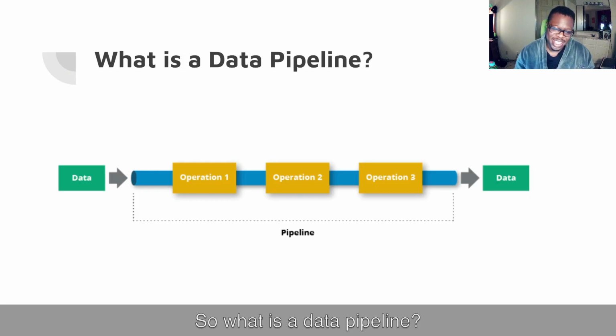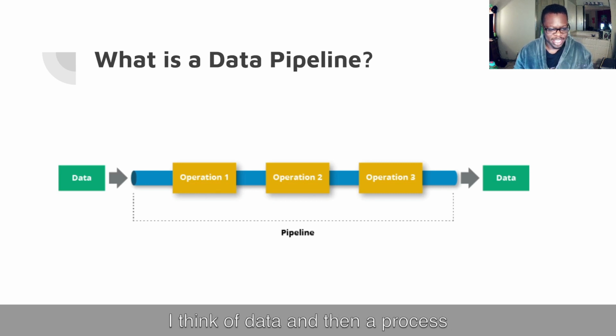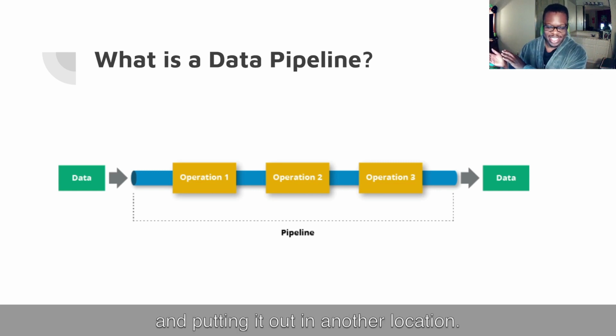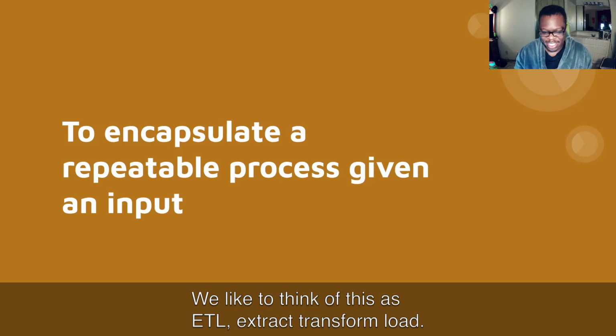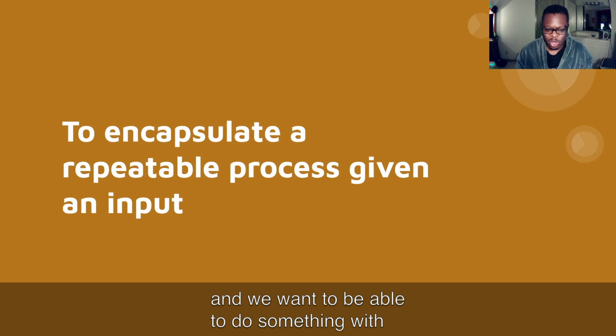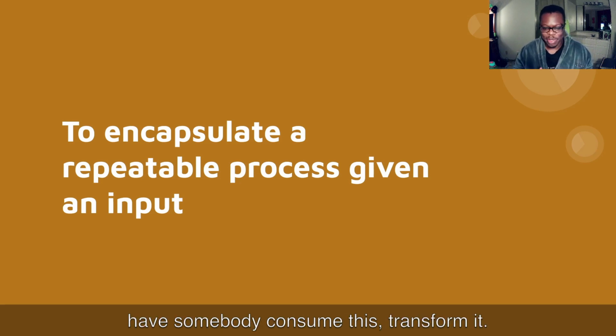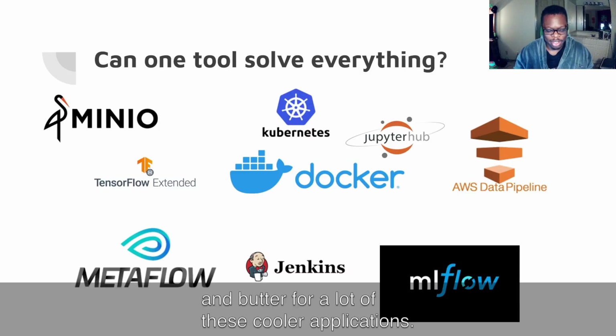So what is a data pipeline? When I think of a data pipeline, I think of data and then a process that's interacting with that data and putting it out in another location. We like to think of this as ETL, extract, transform, load. So it's really about encapsulating a repeatable process given an input. And the input is data, and we want to be able to do something with data, put it somewhere else, have somebody consume this, transform it. And data pipelines are really the bread and butter for a lot of these cooler applications.